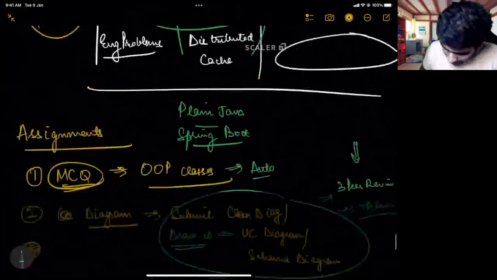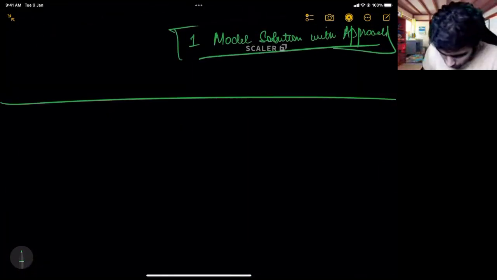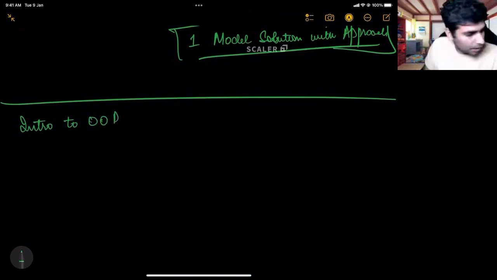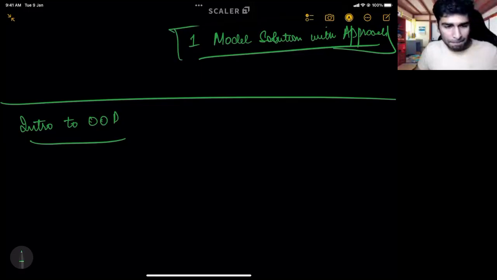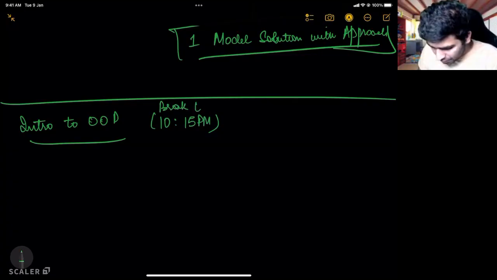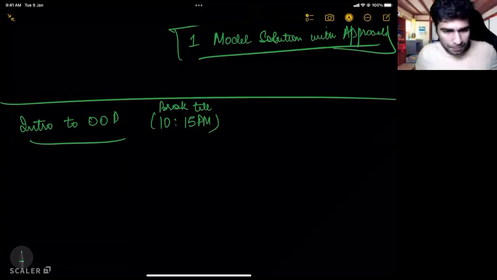So let us start the classes now. Let us start with intro to object-oriented programming. Anyone needs a break for 2 minutes? Okay, so let us just have a quick break. Let me have a sip of water. Let us take a break till 10:15. Let me just have a sip of water as well. We have a break till 10:15 p.m. and then we will start with introduction to object-oriented programming. Okay, cool. Awesome.